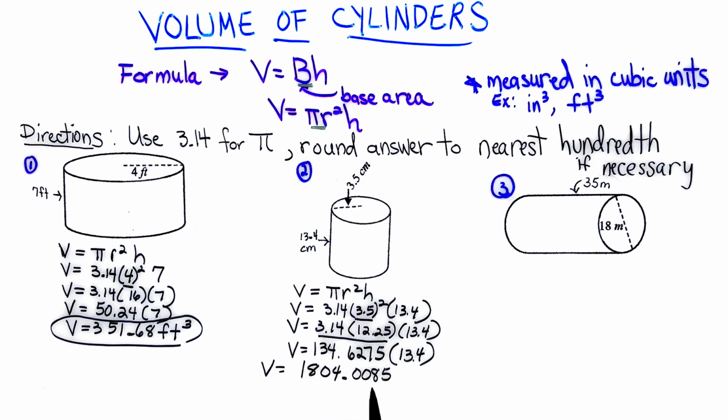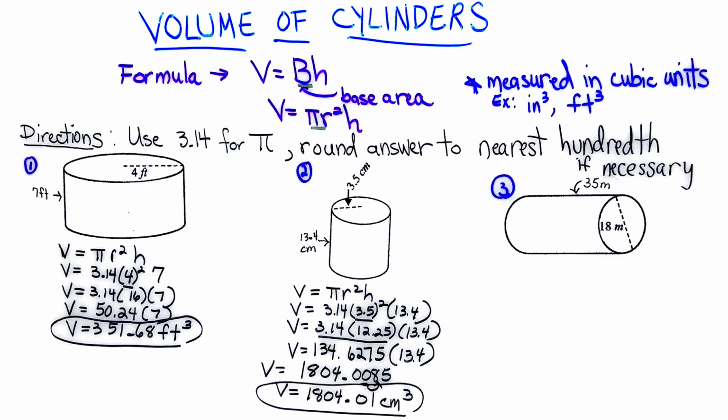1,804.0085. And that's 85 ten-thousandths. Well, they said round to the nearest hundredth. So I know this is my hundredths place. So I am looking one step over. And when I do that, my volume then is 1,804. But I've got to change this to a 1 because of that 8. Hundredth. And the units were centimeters cubed. And there we go.